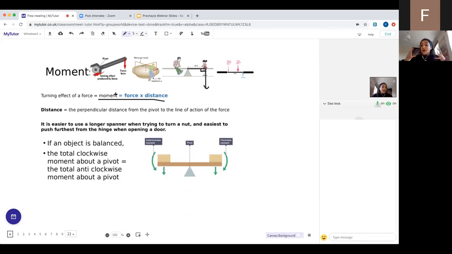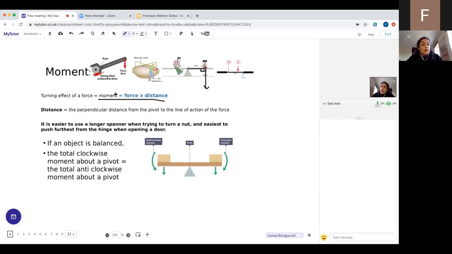A bigger moment means that it's easier for a human to move. Bigger moments are good for people. Small moments are bad. It's harder to push. We have to put more force in to create the same moment.